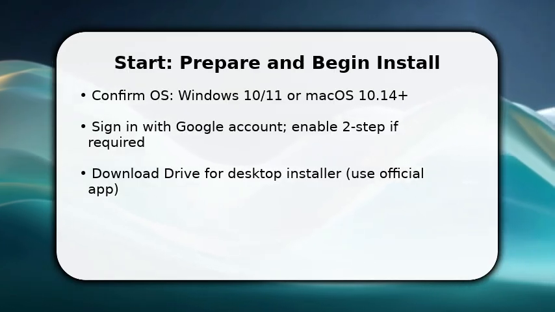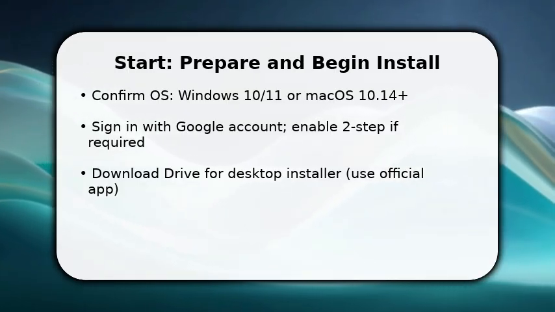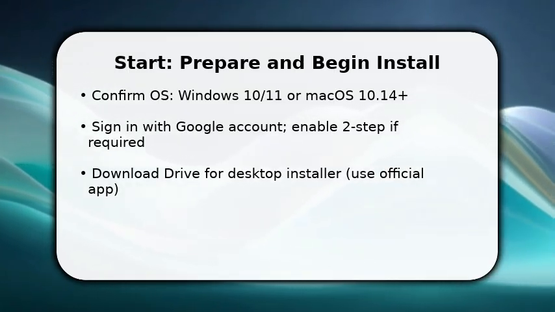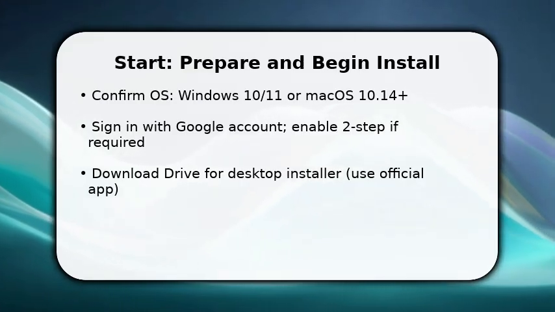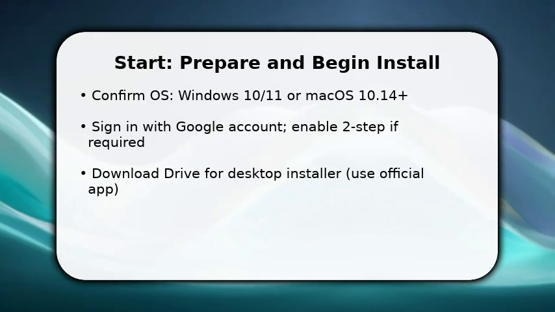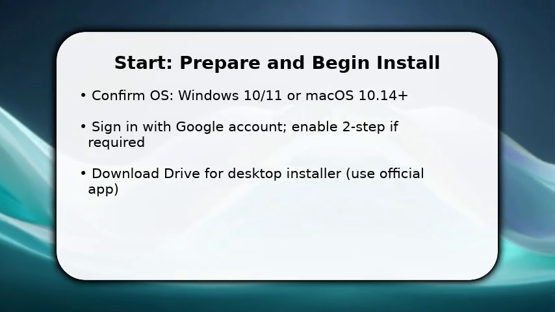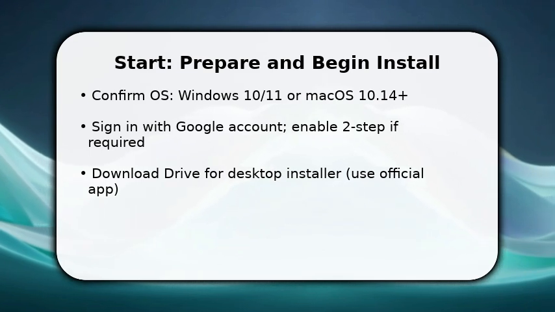Once done, download the official Drive for desktop installer and open it. The installer requests folder and permission access. Grant them so sync works. Make sure to choose whether to stream files or mirror locally, because that decision affects disk space immediately.